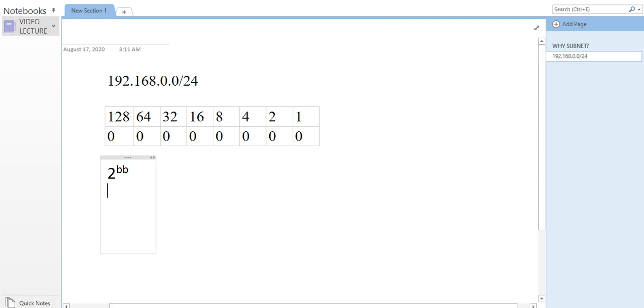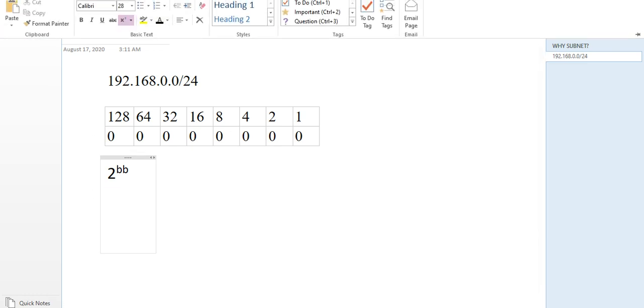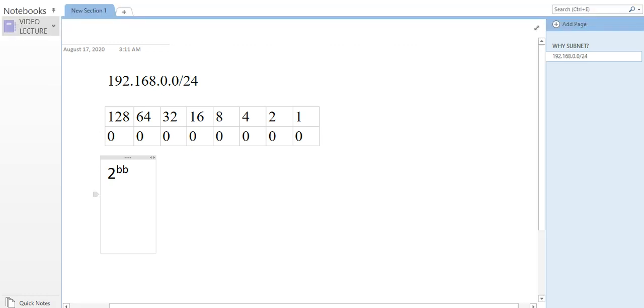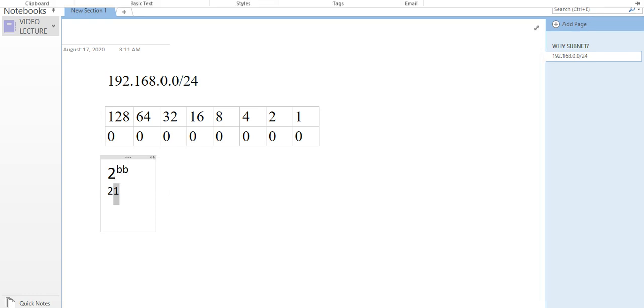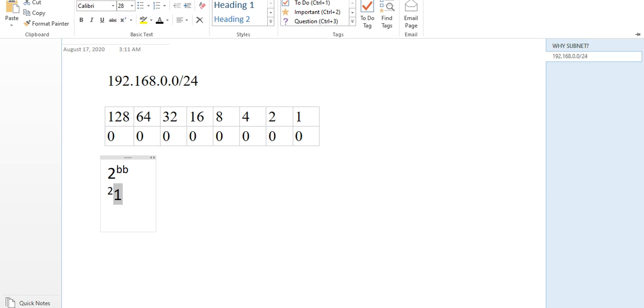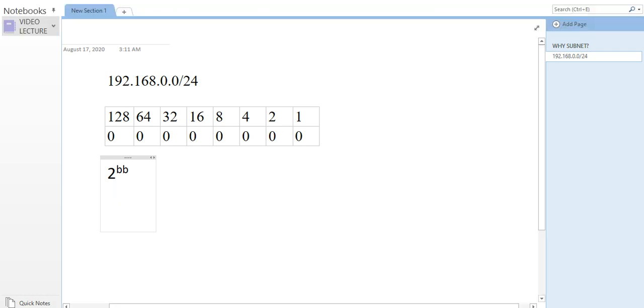Now in order for us to get 2 subnets, how many bits do we need to borrow? This is what you're going to do. You say 2 to the power of whatever number of bits that you want to borrow. Let's say 2 to the power of borrowed bits. How many bits do we borrow from here? Let's say we are borrowing 1 bit, just this 1 bit here. So let's borrow that bit.